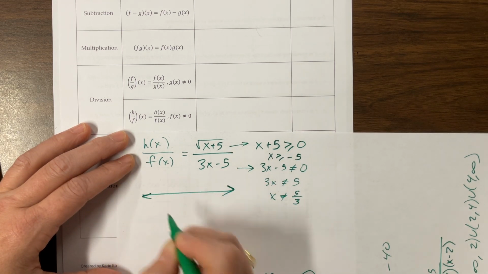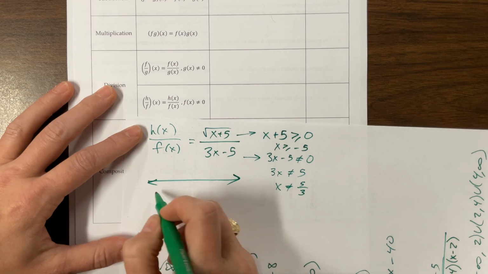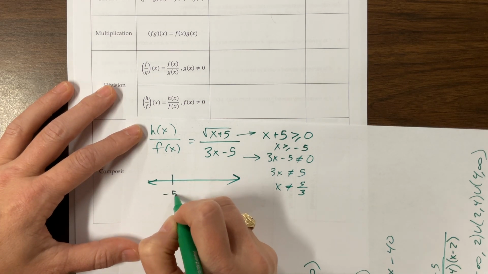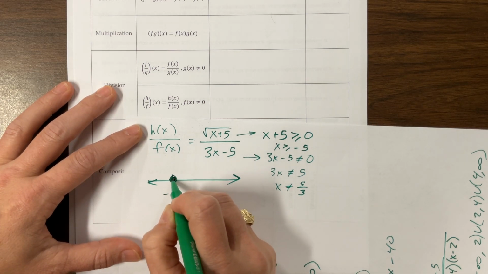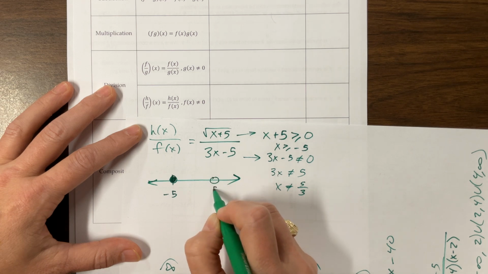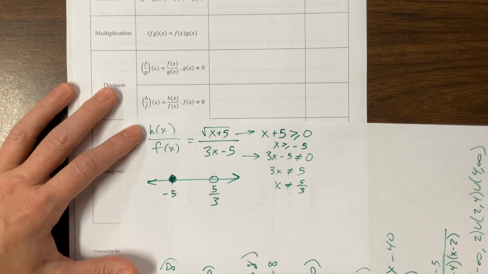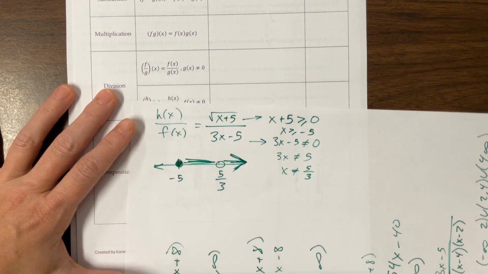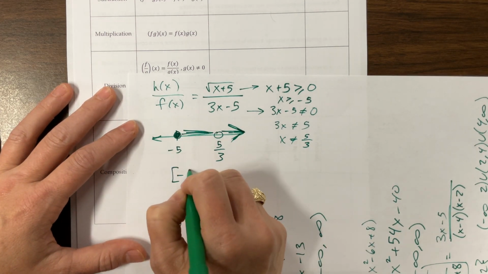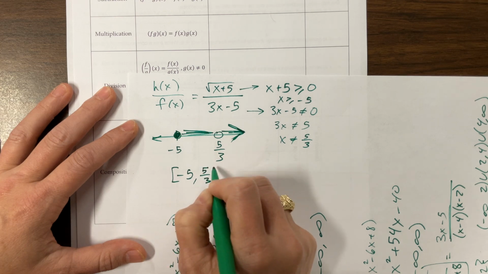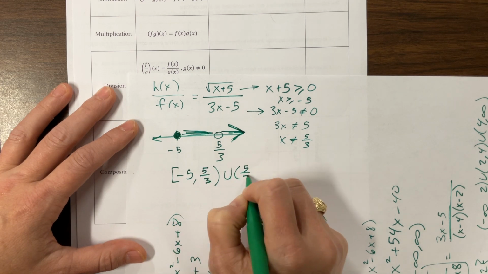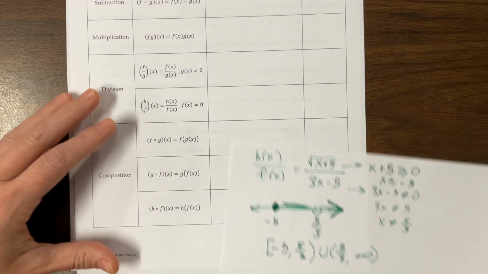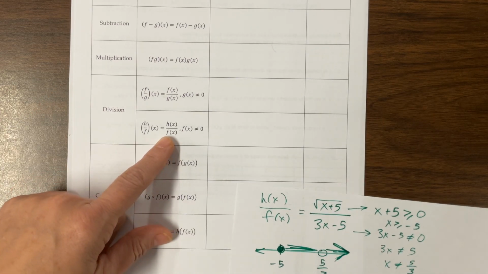So this is easy to work with on a number line. I have negative 5 and I can include that value, and then I have 5/3, and I cannot include that value, but I have to be bigger than -5. So in interval notation, I would write this as -5 to 5/3, pick it up again from 5/3 to infinity. Okay, that was this one right here.